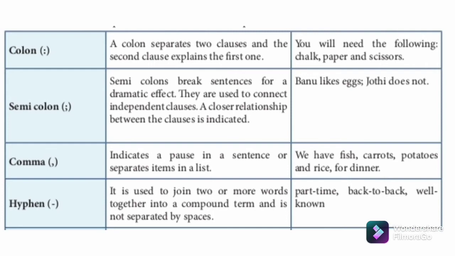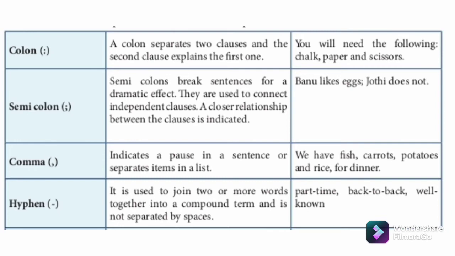Second one, semicolon, where the symbol is a dot with a comma. Semicolons break sentences for a dramatic effect in order to add beauty to the sentences. They are used to connect independent clauses. A closer relationship between the clauses is indicated. Example, Banu likes eggs; Jyoti does not. Here, there are two sentences where they speak about the interest on egg, but there is a semicolon inserted in between both the sentences in order to explain the closer relationship.